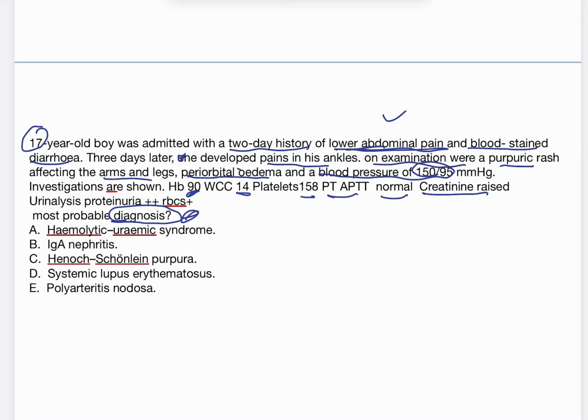Young patient coming with abdominal pain, purpura, renal involvement as shown by the creatinine with hematuria and RBCs, red cell cast, is most likely Henoch-Schonlein Purpura. Why is it not HUS? Because the coagulopathy is normal. Why is it not IgA nephritis? Because there is other involvement like a purpuric rash and acute abdominal pain, not only the renal involvement. And most likely it is HSP.